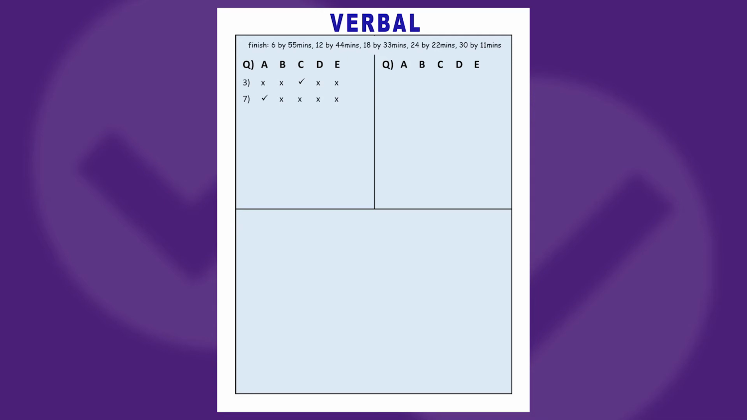Now, I know crossout techniques are not usually thought of as a part of pacing, but in my opinion, they're a really effective way to speed up on the verbal section without sacrificing accuracy. So most people find it annoying to write A, B, C, D, E a bunch of times over and over for every time they want to cross out. Instead, we just set each letter up like a column, and then each question can be a row below that.